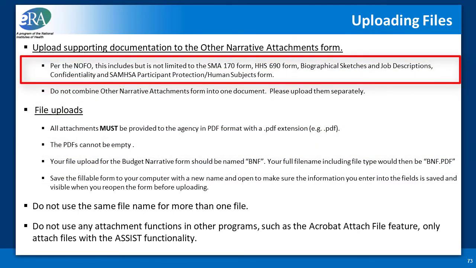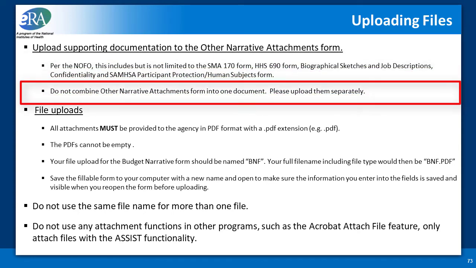Other supporting documents that are uploaded as other narrative attachments include, but are not limited to, the SMA 170 form, the HHS 690 form, any biographical sketches, confidentiality form, and SAMHSA participant protection, human subjects form. These files should be uploaded individually. You should not consolidate them before uploading.